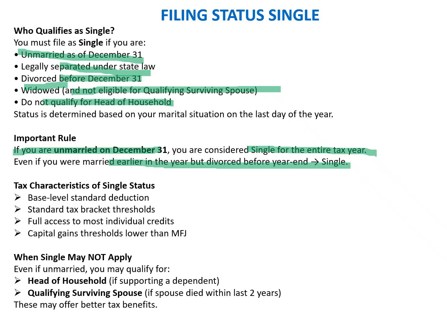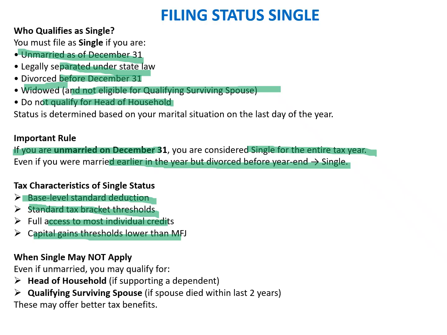And what are the tax characteristics of a single status? The base level deduction is applicable. Standard deduction and tax thresholds are different. Full access to most individual credits. Capital gain threshold is lower than the married filing jointly.